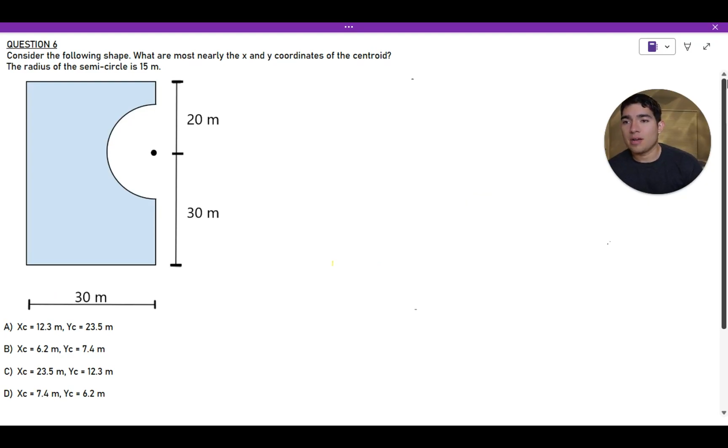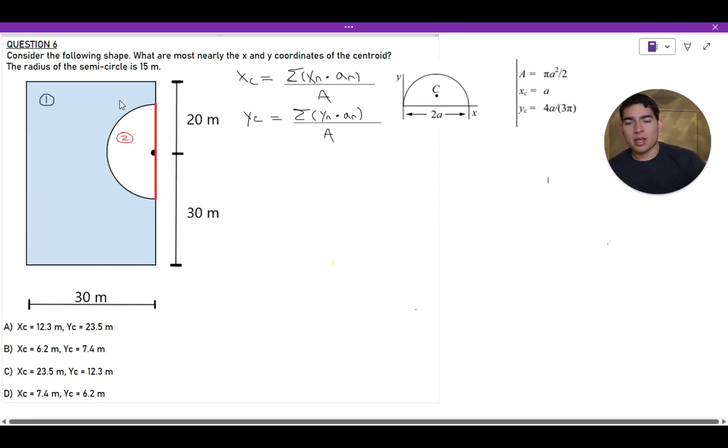Now we have one more shape. In this case, we need to find the x and y coordinates of the centroid once again. This time we have a rectangle with a semicircle cut out of it, and that semicircle has a radius of 15 meters. So let's go ahead and use everything that we learned so far to solve this last problem. The way that we're going to approach the problem is by splitting up the shape into 2 components: we're going to have the rectangle and then the semicircle.